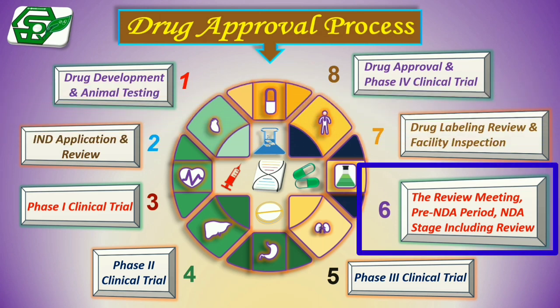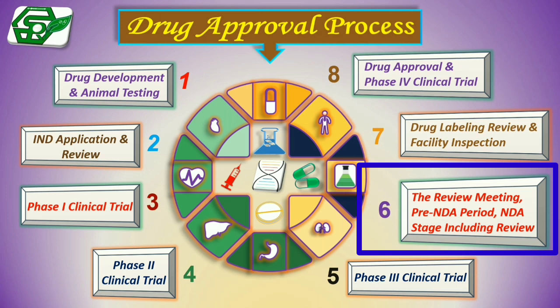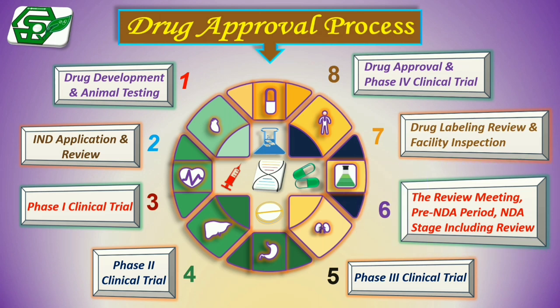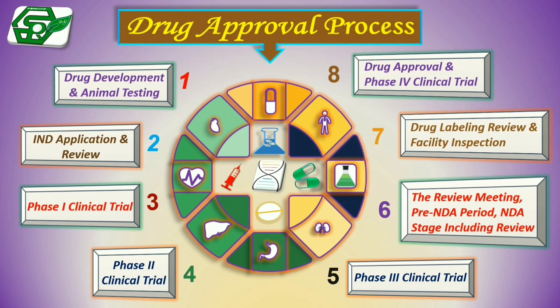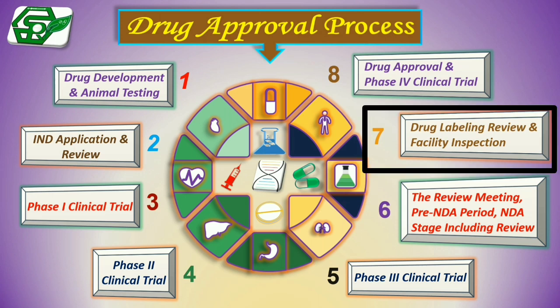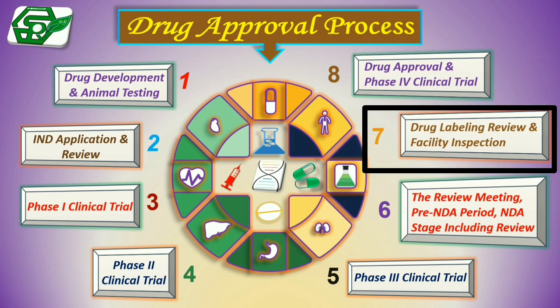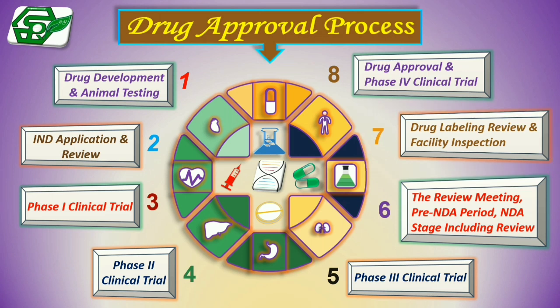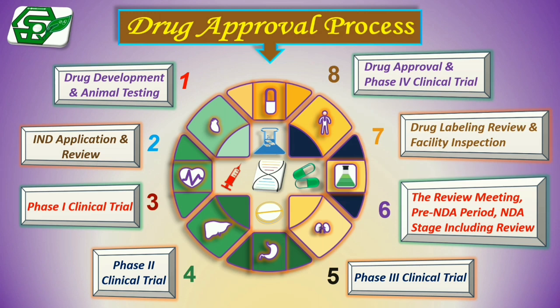If the FDA files the NDA, assigned FDA review team evaluates the research of the sponsor on the drug's effectiveness and safety. Second last step is drug labeling review and facility inspection. The main intention of drug labeling review is to assure that appropriate information is communicated to the healthcare professionals and consumers. This step involves information review that goes on a drug's professional labeling by the FDA.